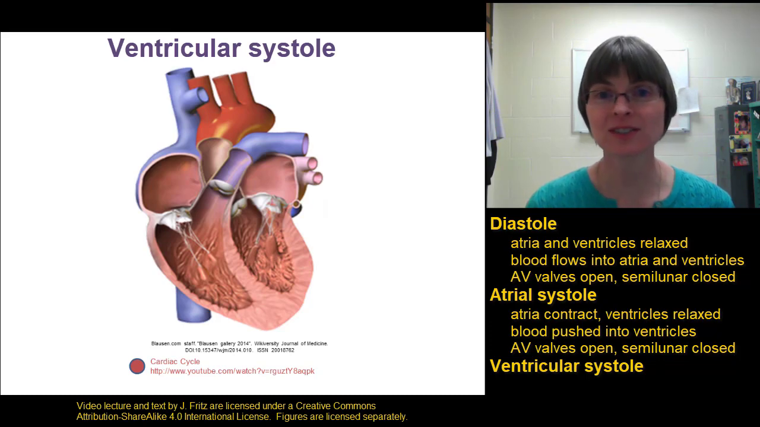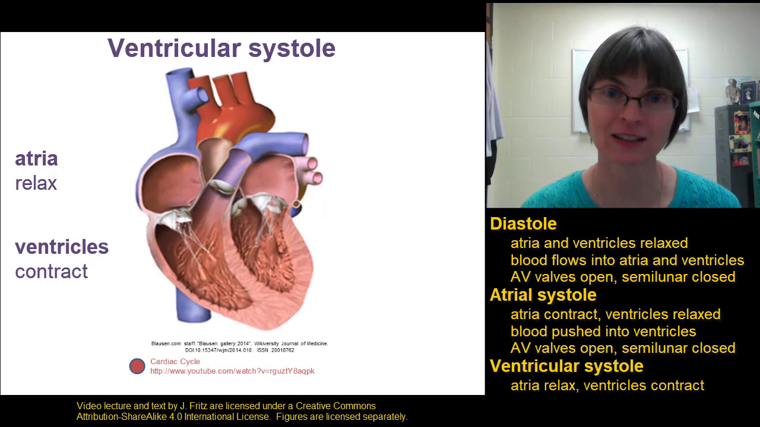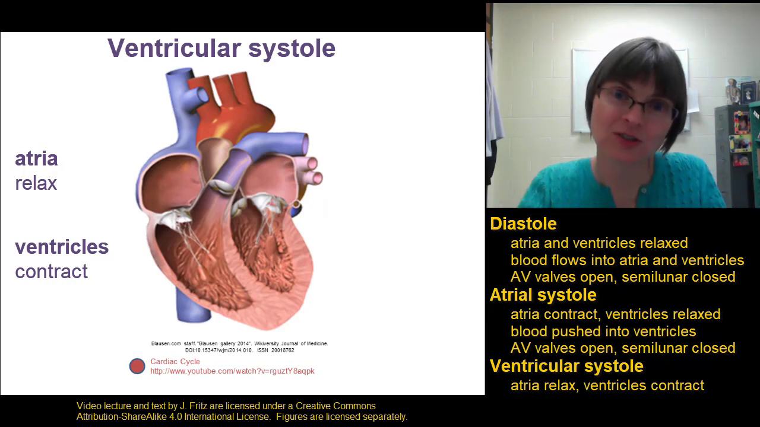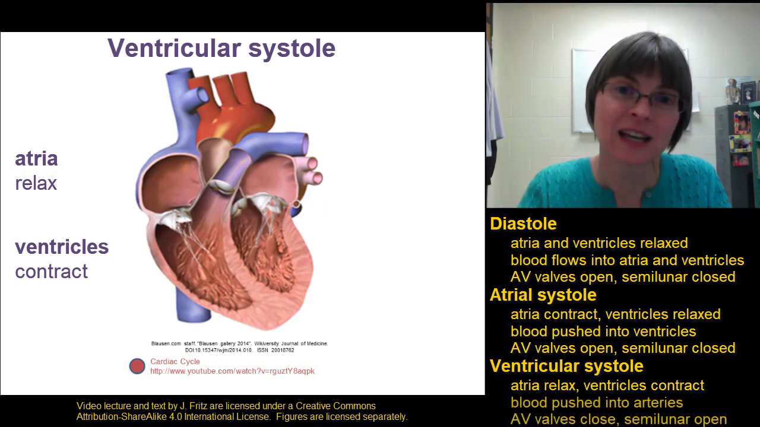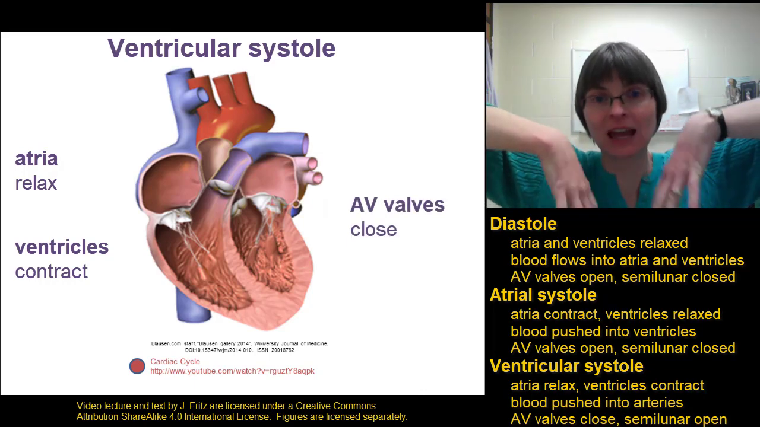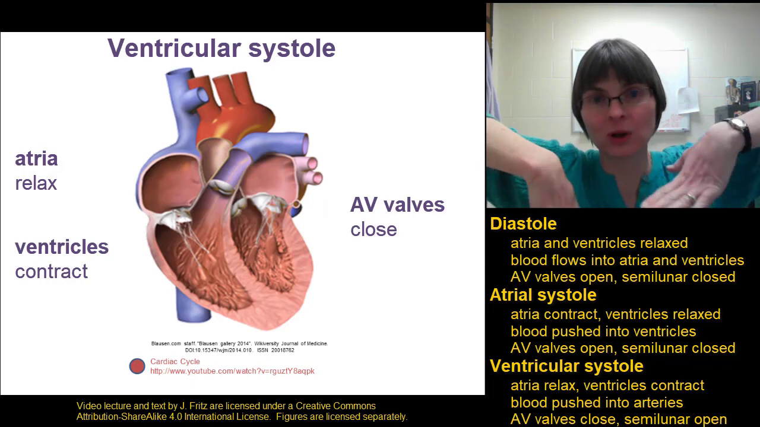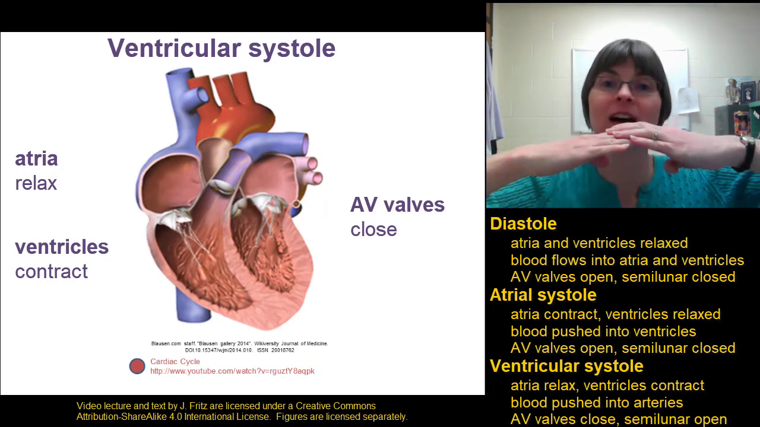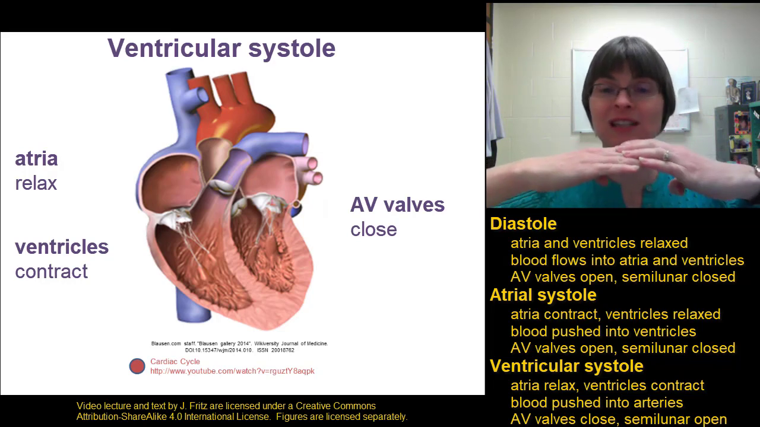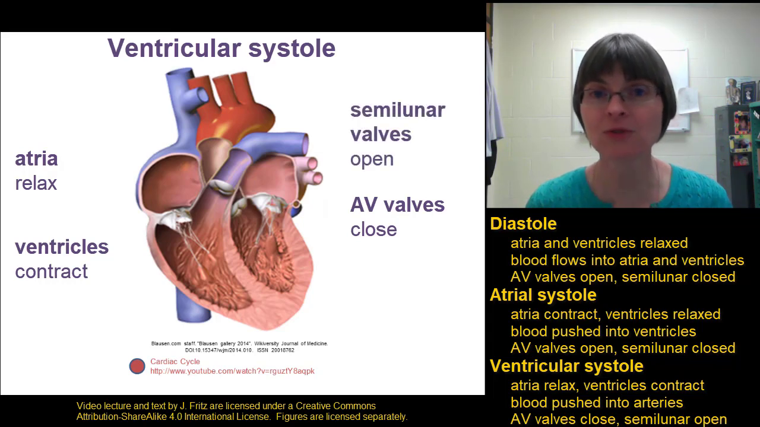During ventricular systole, the atria relax and the ventricles contract. The powerful contraction of the ventricles pushes the AV valves closed. So usually the cusps of the AV valves dangle down into the ventricles. As the ventricles contract, the pressure of the blood pushes the cusps of the AV valves up, and that's what closes the AV valves. The pressure of the ventricular contraction pushes the semilunar valves open.